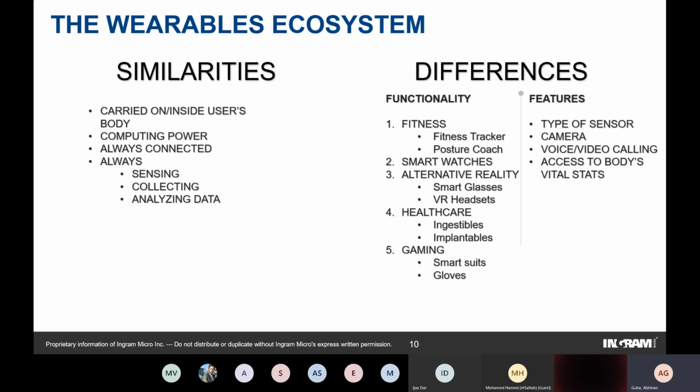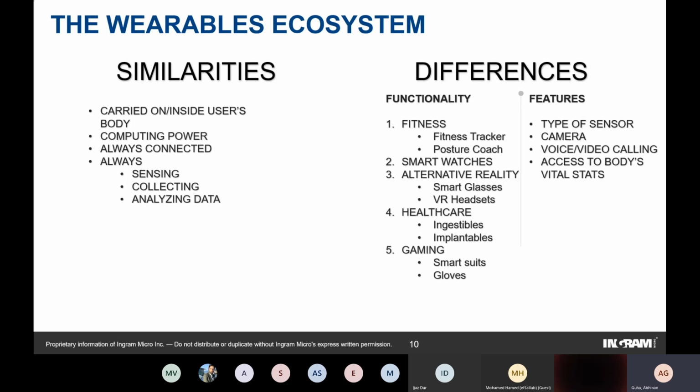Again, important to mention, this wasn't IoT. It was technology that was wearable. However, these new forms of technologies have integrated them to be available online, available constantly on the internet. So the similarities: on person or in person, computing power, always connected, of course, always sensing, collecting data, and analyzing as well.